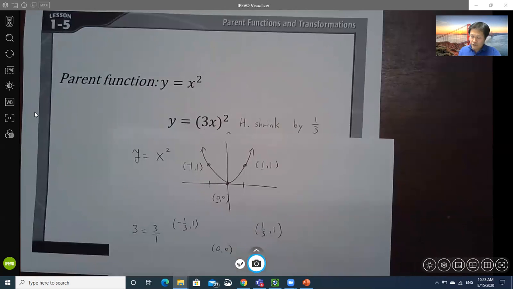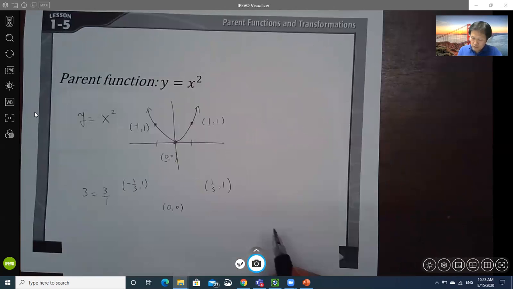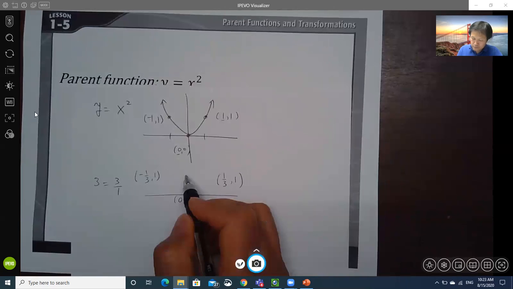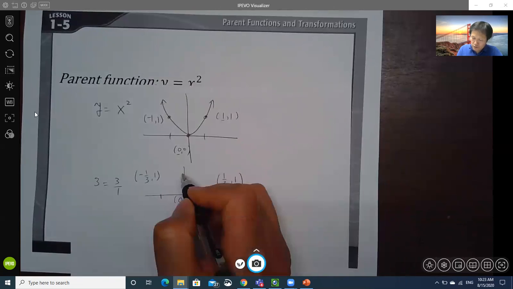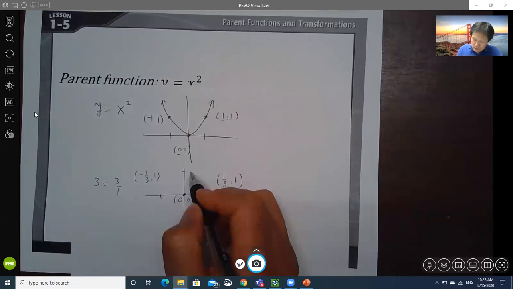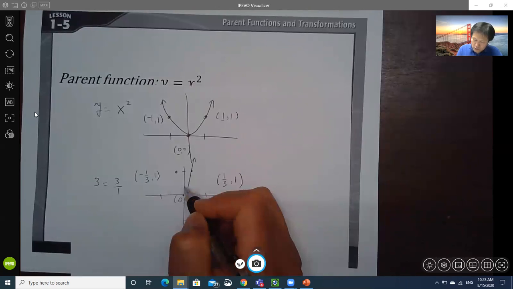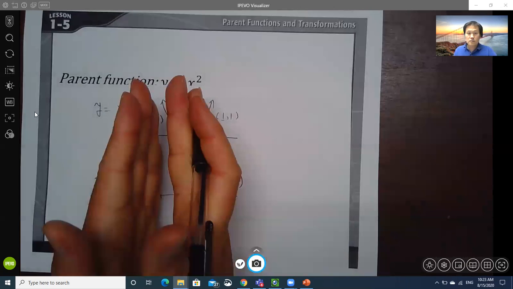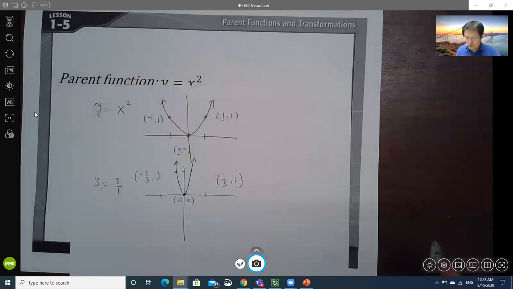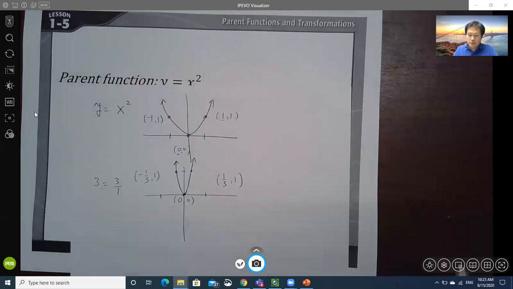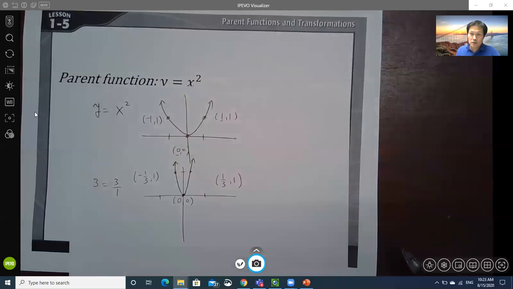So if you graph it, it's going to look something like this. Here's a 1, here's a 1. So your graph would be something like this. We're going to squeeze it. Because this is 1, 1/3 should be something there. That's what it means by horizontal shrink.